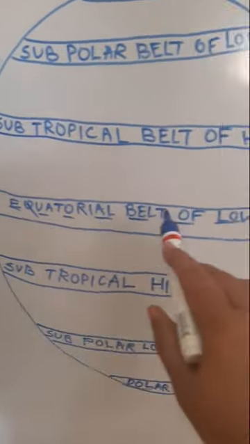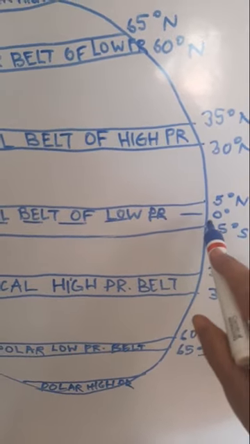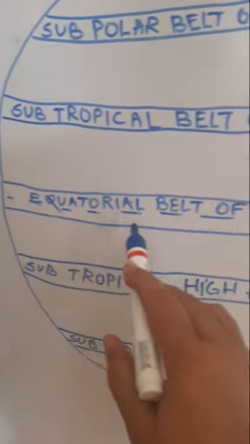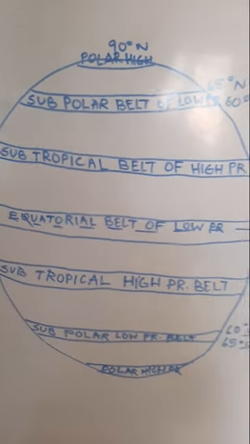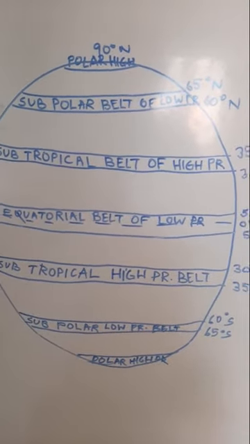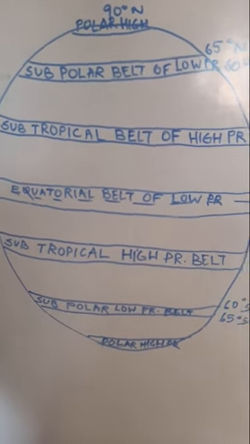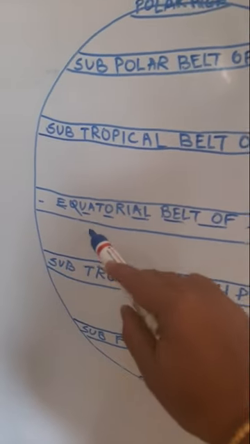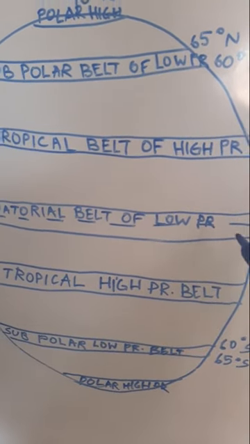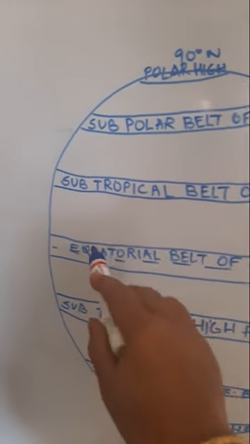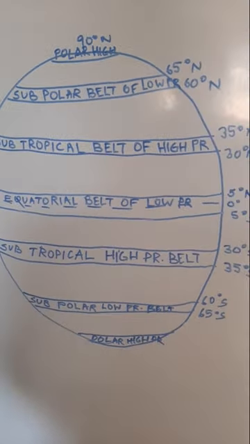Now on both sides of the equator we have the hemispheres, the northern hemisphere and the southern hemisphere. At 5 degree north and 5 degree south, I have drawn these latitudes. You will draw one latitude at 5 degree north, the other at 5 degree south, and in between we will write equatorial belt of low pressure. Now children, this belt has low pressure throughout the year.